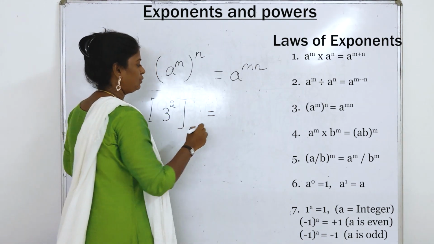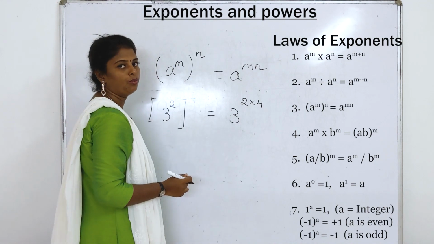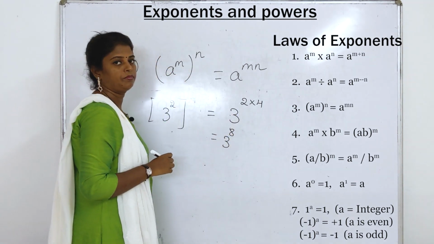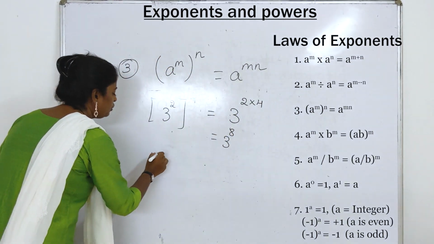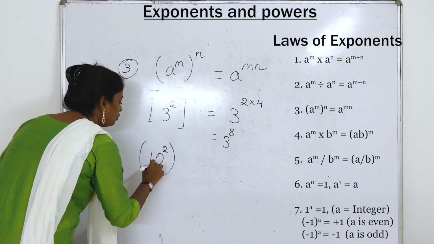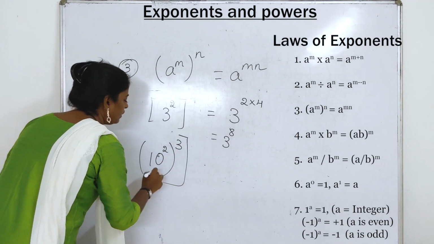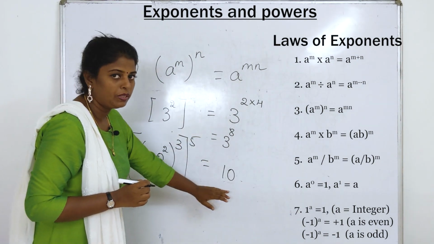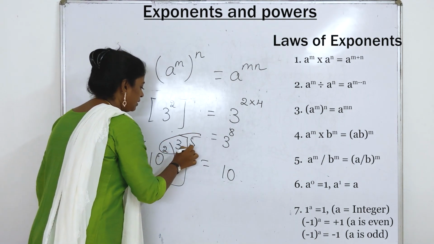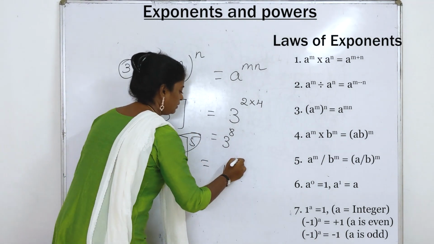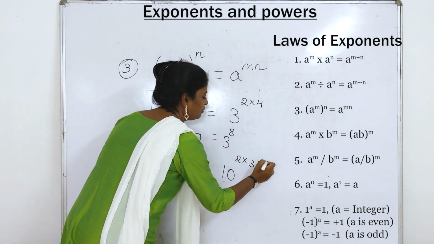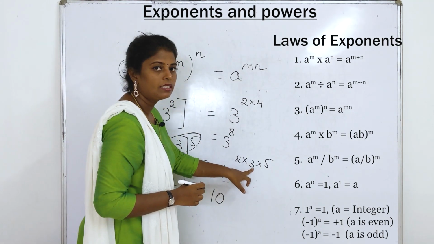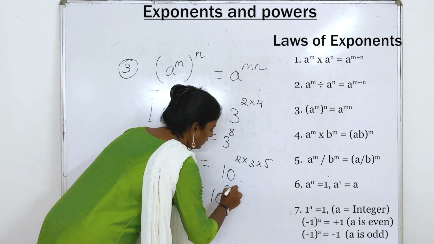This is equal to 3 to the power 2 into 4, and this is equal to 3 power 8. One more example: if you have 10 to the power 2 to the power 3 to the power 5, then just write the base and multiply the powers. That is 2 into 3 into 5. And this is equal to 10 to the power 2 3s are 6, 6 5s are 30. So 10 to the power 30.